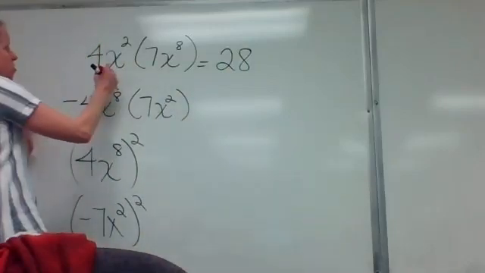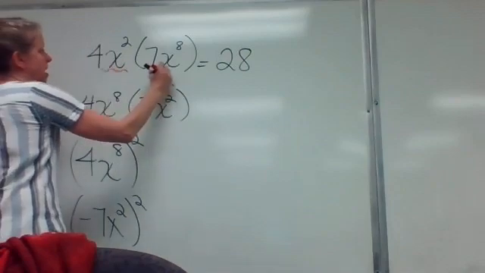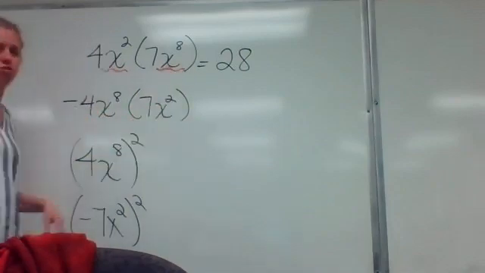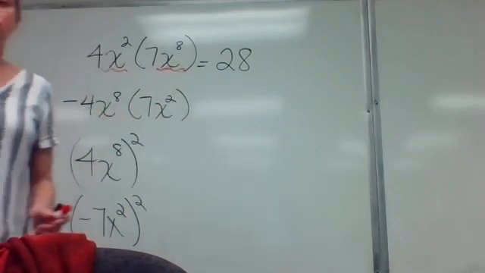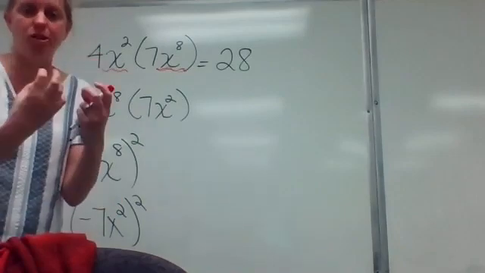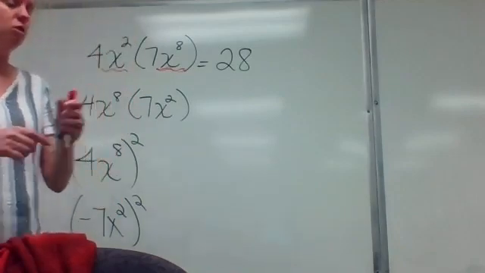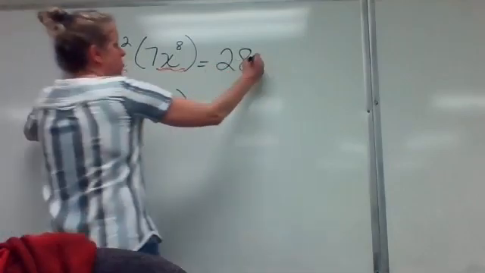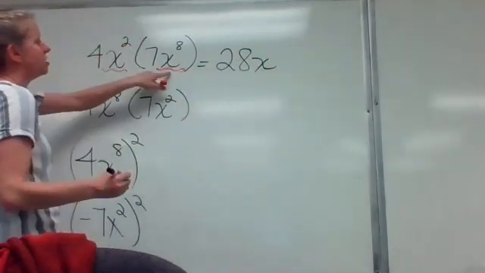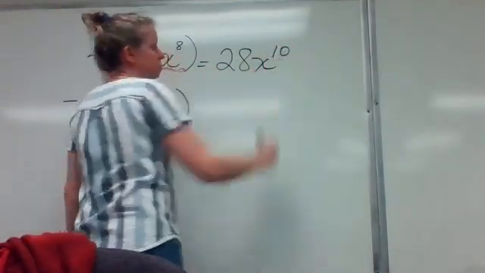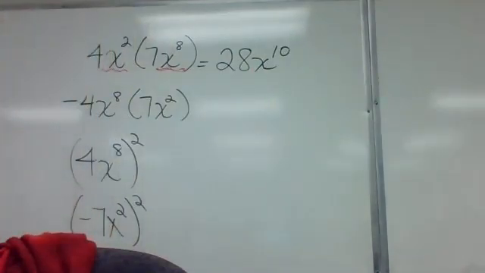Here's the rule when you are multiplying x squared times x to the 8th. That's when you use the exponent rule. When I'm multiplying x's together, I'm going to add their exponents. So this would give me x squared times x to the 8th gives me x to the 10th.